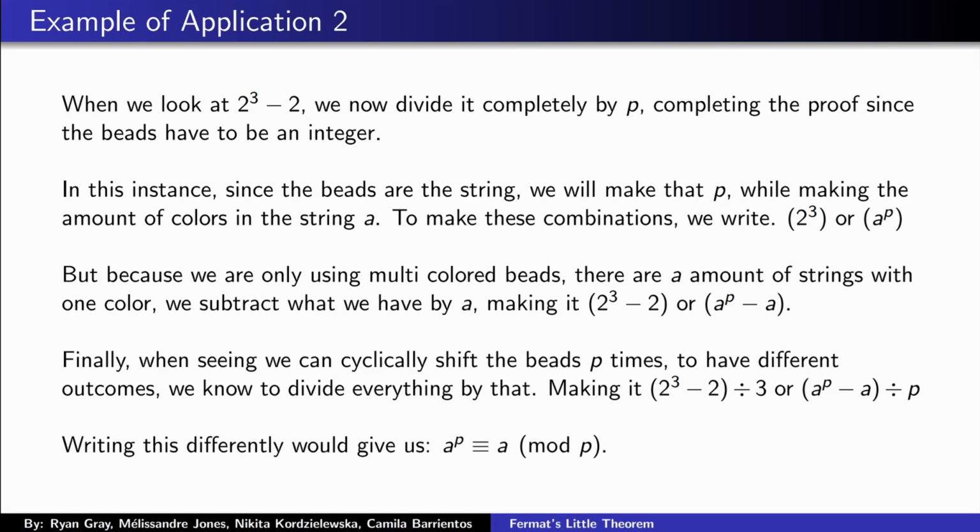Finally, when seeing that we could cyclically shift the beads p times to have a different outcome, we know to divide everything by p, making it 2 to the third minus 2 divided by 3, or a to the p minus a divided by p. Writing this differently would give us a to the p equaling a modulo p, which is what we proved earlier in our presentation.